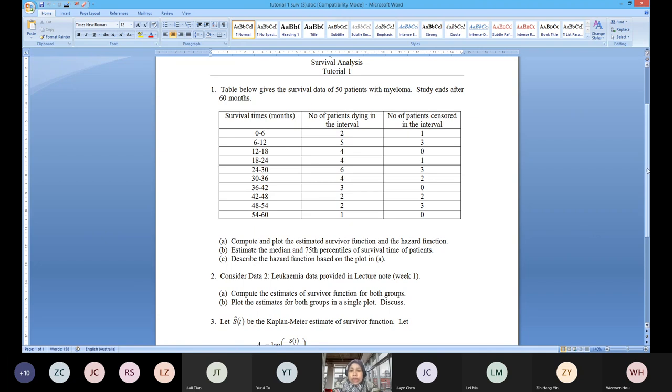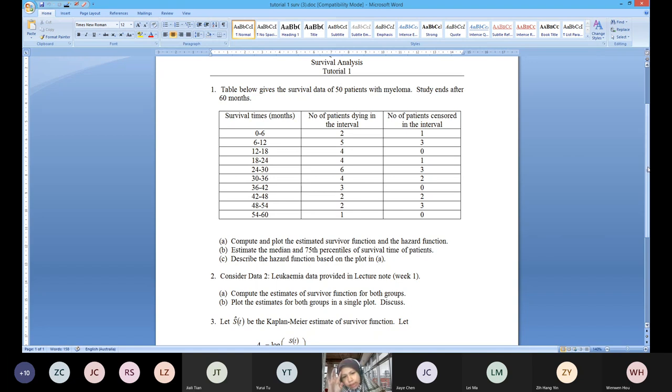Okay, since we already learned about survival function, don't do the hazard function yet, right? So I would like you to, number one, compute and plot the estimated survival function, and find the median and 75th percentile of survival time for the patients, right? Because this is actually what we learned from last week, okay?